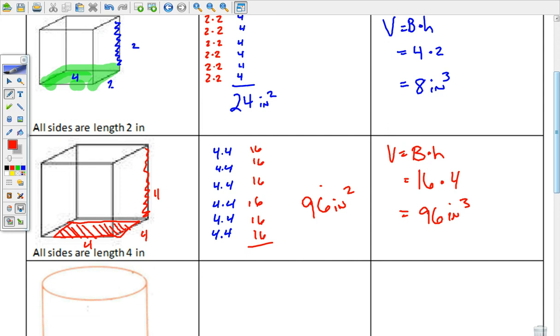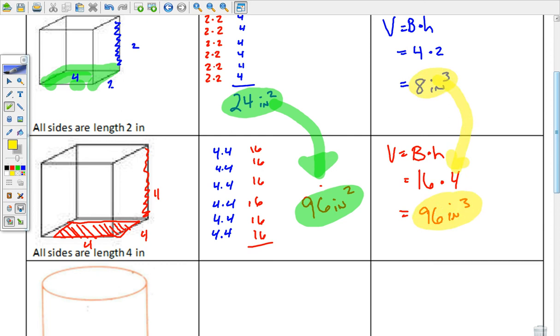So what I want you to do is look at the relationship between surface areas when we double it. What's the relationship between 24 and 96? How much bigger is that? And then I want you to figure out what's the relationship between 8 and 96. How many times bigger is 96 than 24? And how many times bigger is 96 than 8?